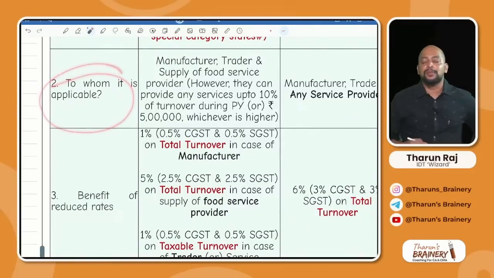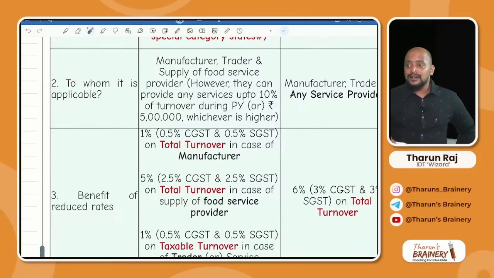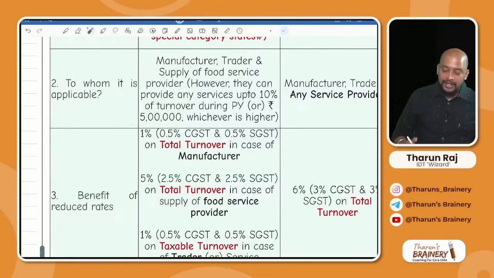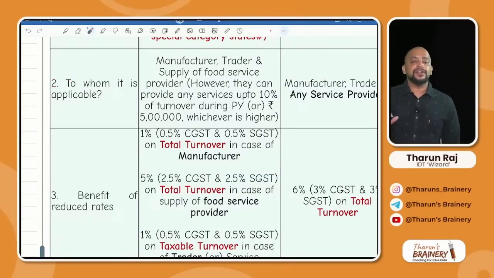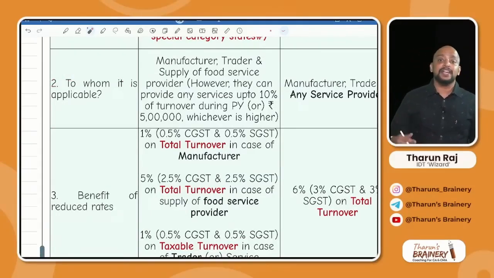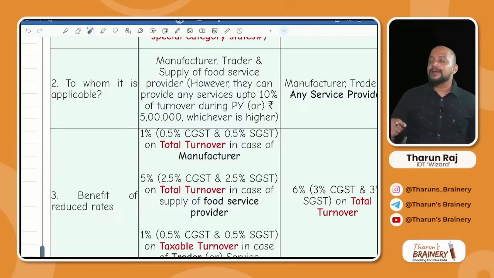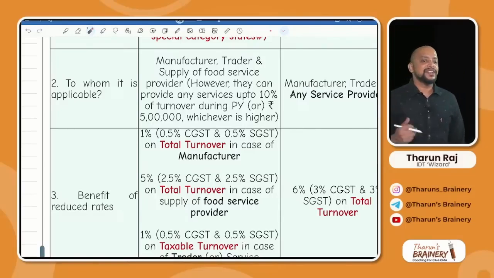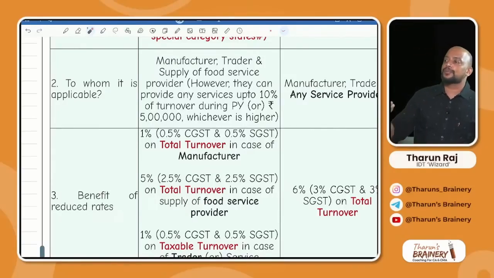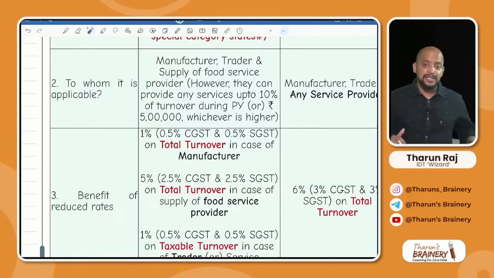And to whom is it applicable? Manufacturer, trader or supplier of food, the food service provider. However, if they are a manufacturer, trader or food service provider, they can provide any other service. To what extent can they provide service? Up to 10% of turnover during the previous year or 5 lakhs, whichever is higher. For example, I am a manufacturer, I want to provide some after sale service. I am a trader, I want to provide some delivery service, or a restaurant, I want to provide some packing service or delivery service.